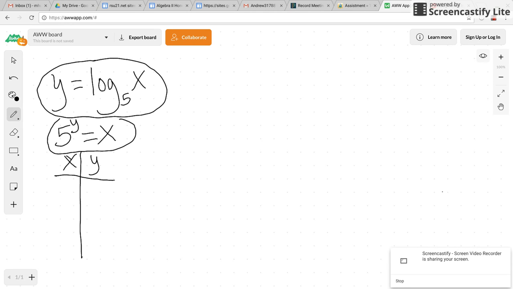So here is the alternate equivalent exponential form of that log equation, 5 to the y equals x. And so what I'm going to do is figure out if y is -1, what is x? If y is 0, what is x? If it's 1, what is x? And if it is 2, what is x?